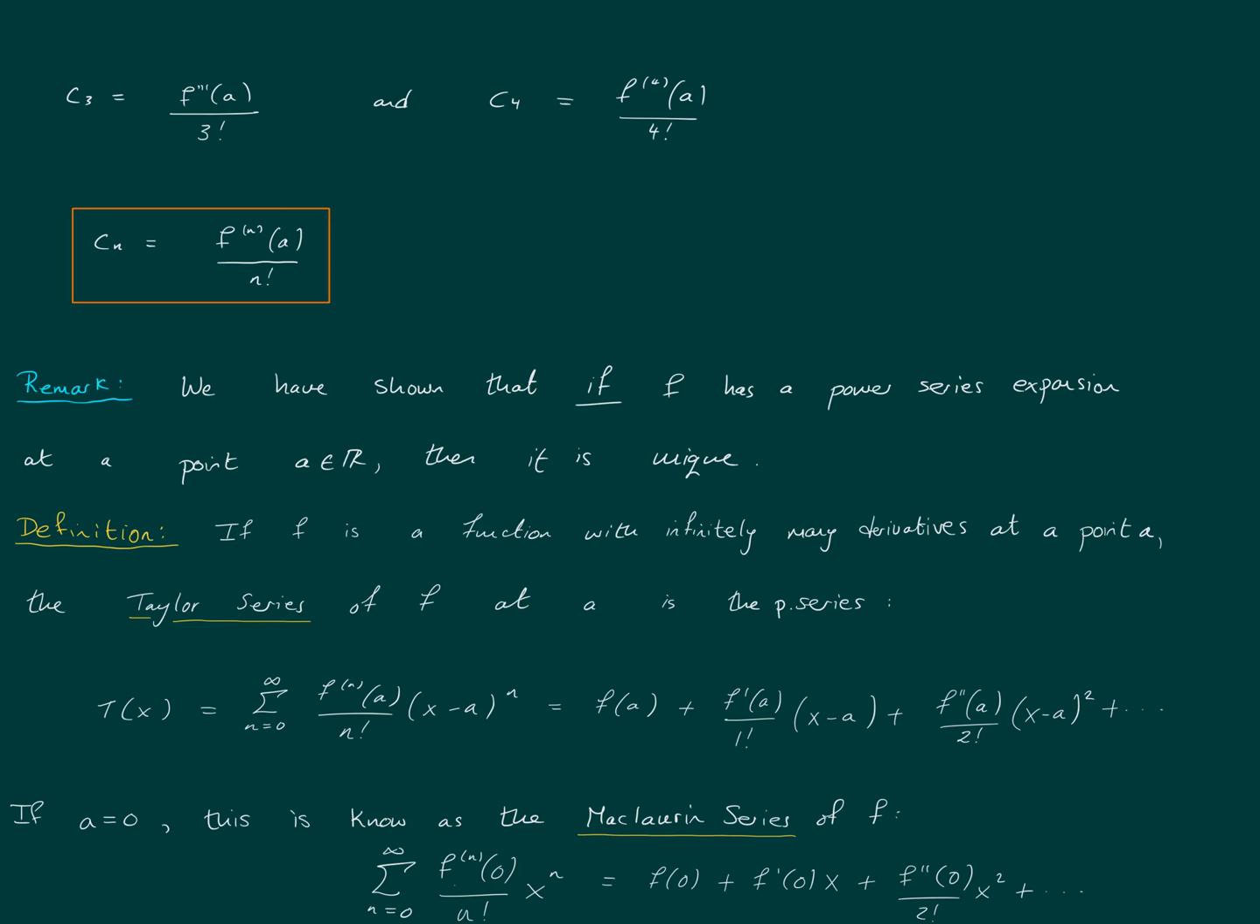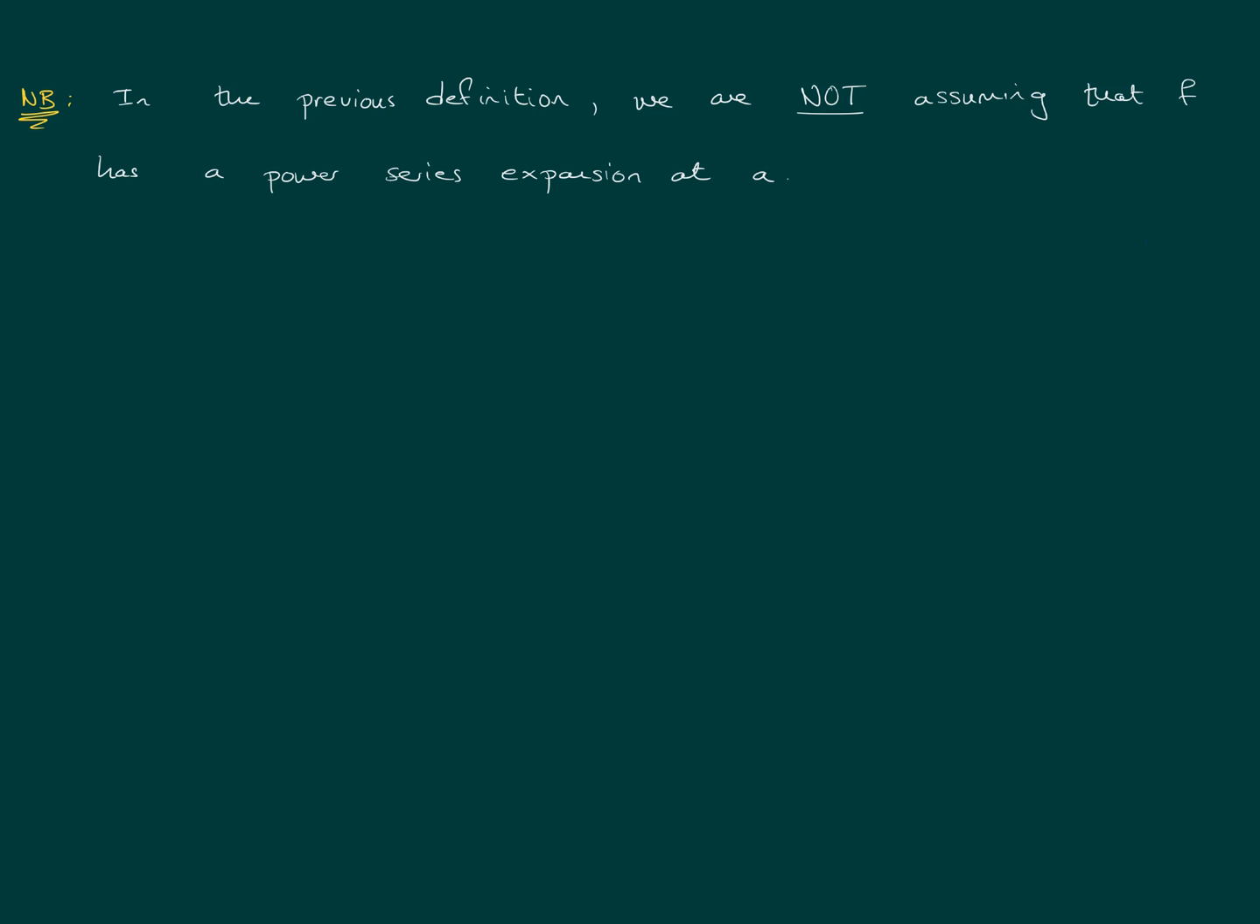An important point in B is to say that in the previous definition, we are not assuming that f has a power series expansion at a. We are only assuming that it has infinitely many derivatives at a, which is a different idea. Okay, so this can be quite confusing at first, as there are a few subtle but very important points at play. So what I'm going to do now is try and encompass these into two remarks.